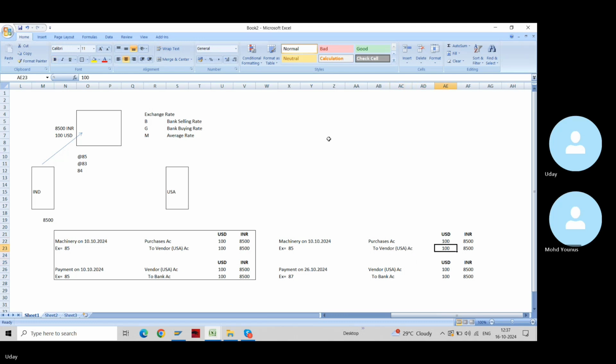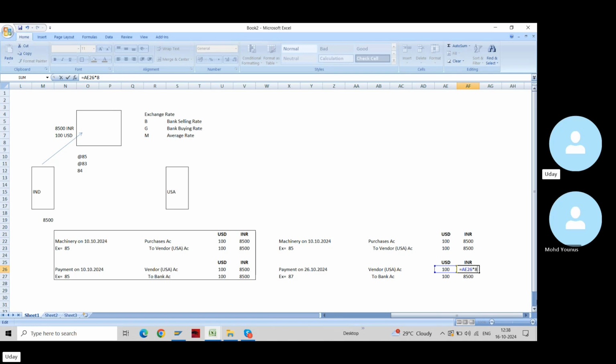The USD amount won't get changed, because it is 100 USD and I made payment in 100 USD. But because of the exchange rate, my local currency will change, not USD. My local currency is dependent on USD as well as this exchange rate. So whenever this exchange rate changes, my INR, the local currency in the document, will change. Now this will be 87.